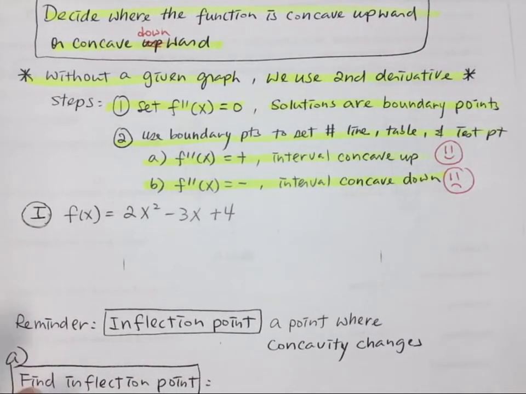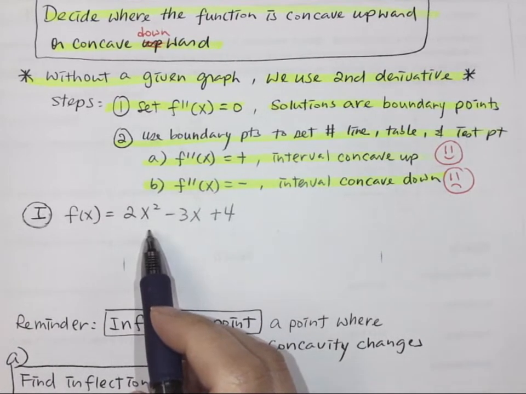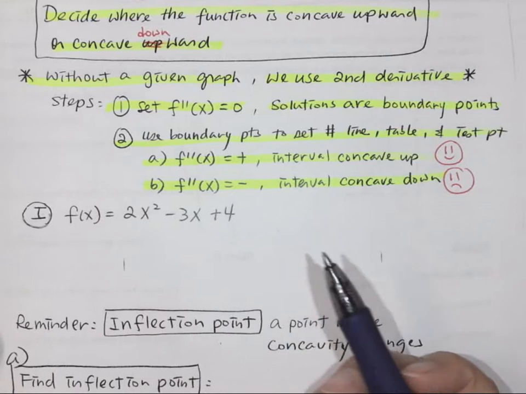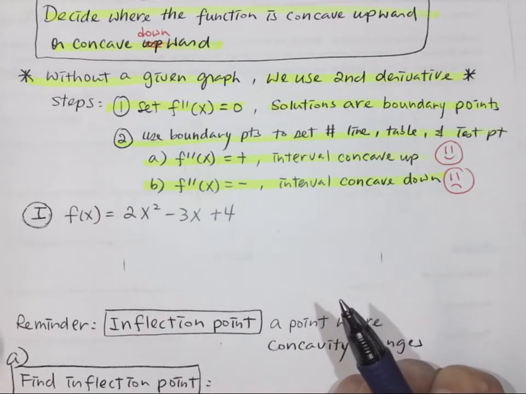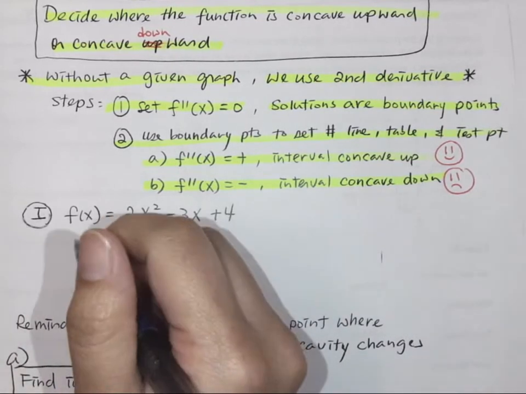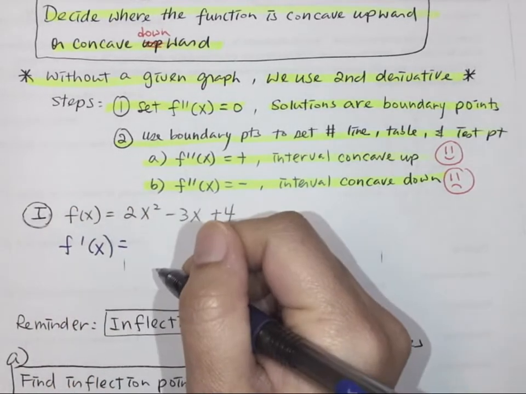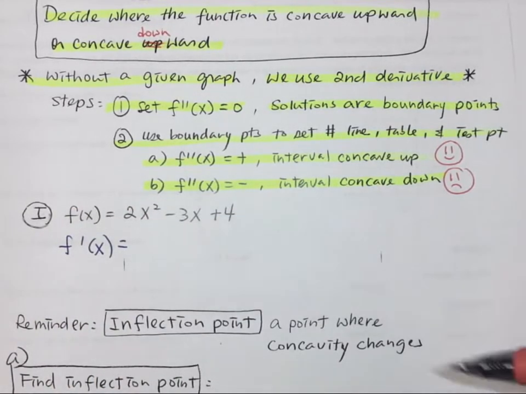The first one, say f of x equals 2x squared minus 3x plus 4, and they want to find the concavity, and whether it has inflection points. So I need to take the second derivative, right? But I have to start with the first one. So hopefully by now you're pretty good at taking derivatives.